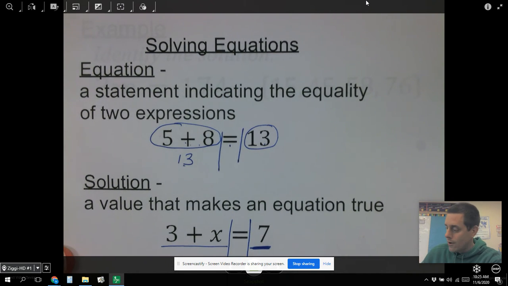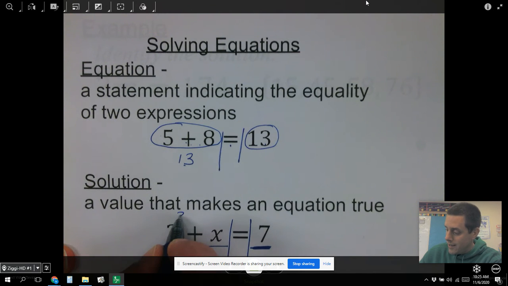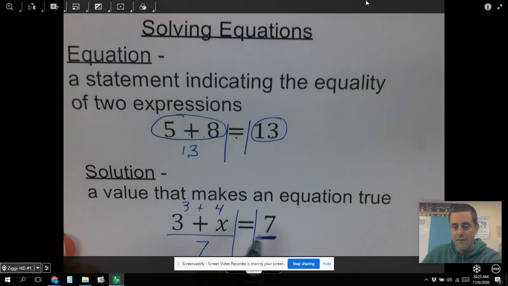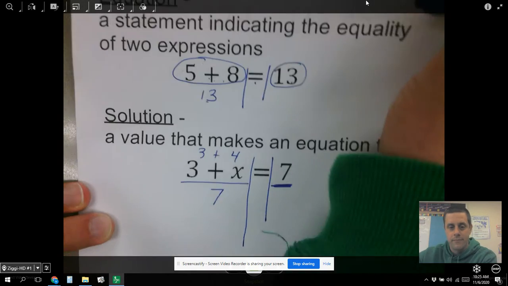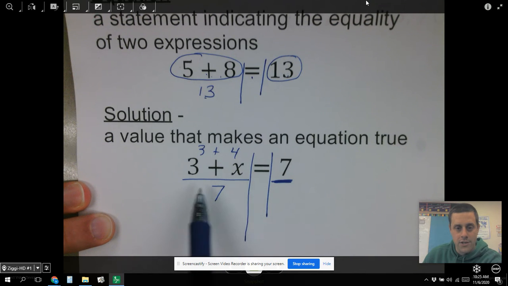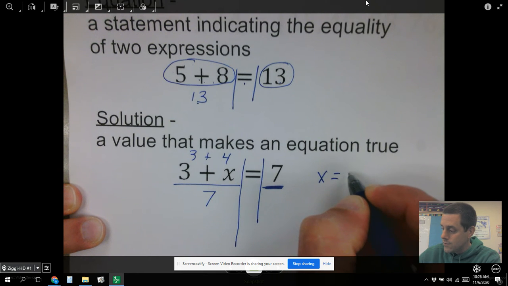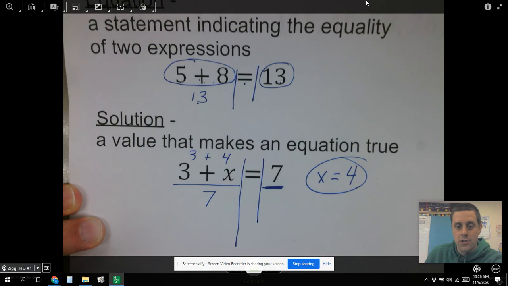And hopefully most of you already noticed this, that 3 plus 4 would give me 7. So if 3 plus 4 is 7, that gives me a value of 7 on both sides of the equation. And because of that, my equation is now true. So my solution to this equation is x equals 4. This equation is true when x equals 4.